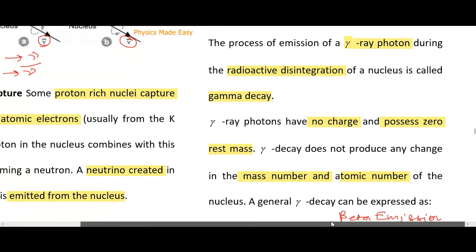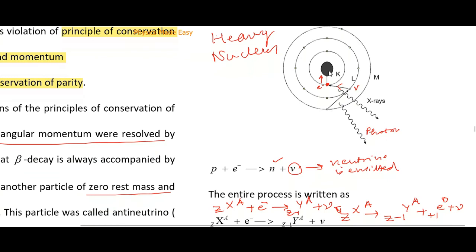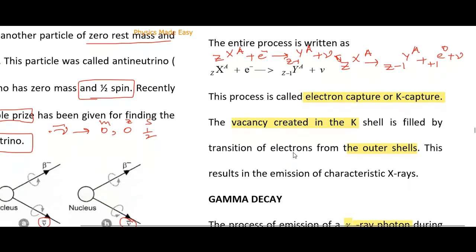In electron capture, we argued that in case of heavy nuclei, nucleus captures K shell electron and X-rays are emitted. And further, other radiations of low energy may also be emitted. In this case, neutrino is emitted. Neutrino plus X-rays, they are emitted, and neutron, it stays inside the nuclei.